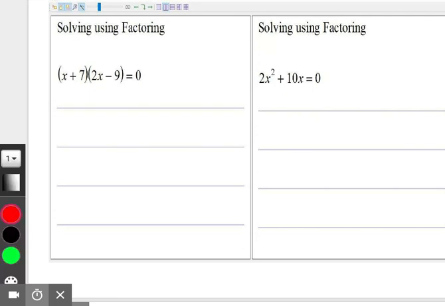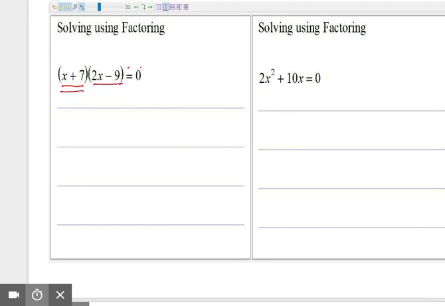All right, the first one here, guys, this one's already factored for us. Notice it says equals 0, and it has 2 factors. Okay, these 2 things are multiplied together. So I can just go ahead and do my 0 property because all the factoring is already taken care of, and it's equal to 0. So I have x plus 7 equals 0, and I solve that equation. Got x equals negative 7.